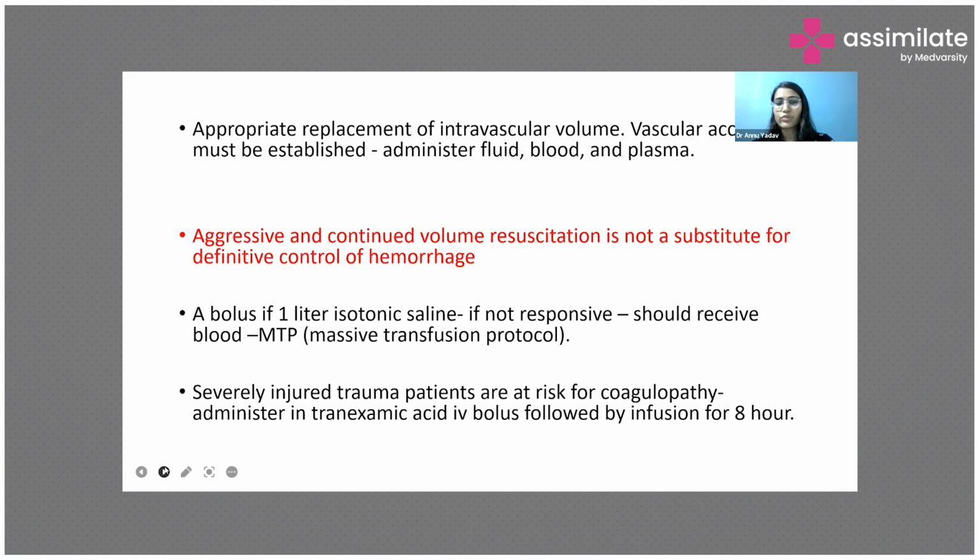Now, as I have already told you, severely injured patients are at risk of coagulopathy. So in these patients, it is preferred to introduce tranexamic acid. We can give tranexamic acid as an IV bolus initially within 3 to 4 hours of the incident, followed by an infusion for 8 hours. The initial bolus dose of tranexamic acid can be around 1 gram, and further on we can convert it into an infusion.